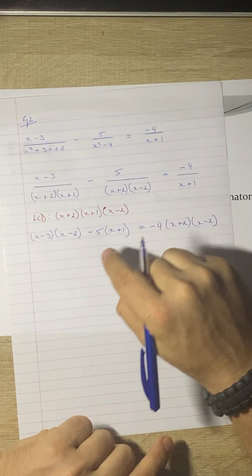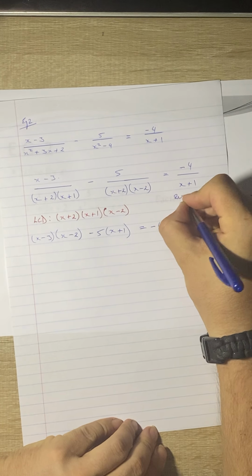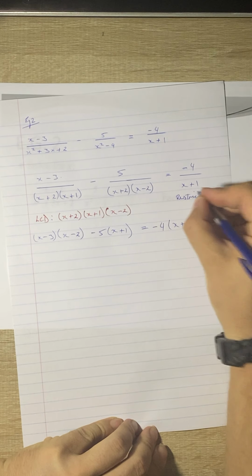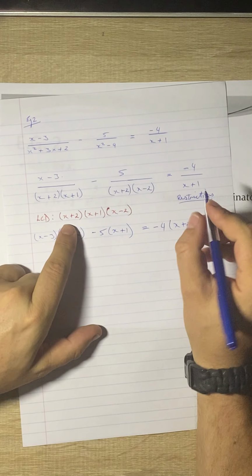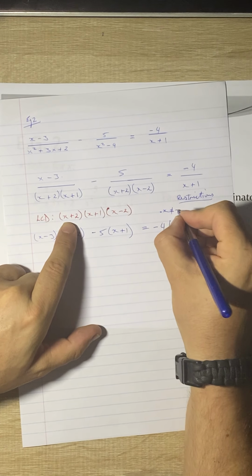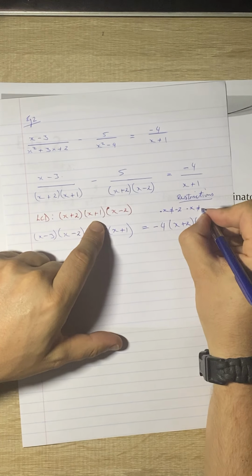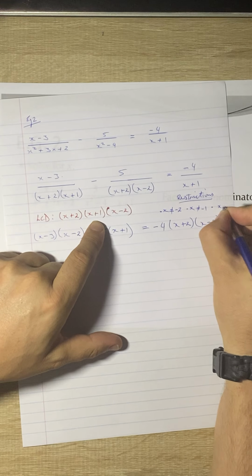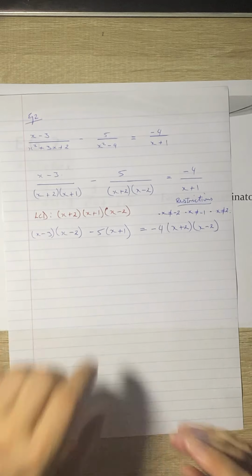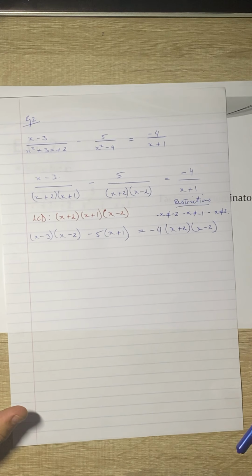Now just to put down our restrictions, if I can just put them over here. Read it straight from your LCD. So x cannot be equal to minus 2. X cannot be equal to minus 1. And x cannot be equal to 2. If any one of our solutions come out to be one of those three numbers, we cannot have it.